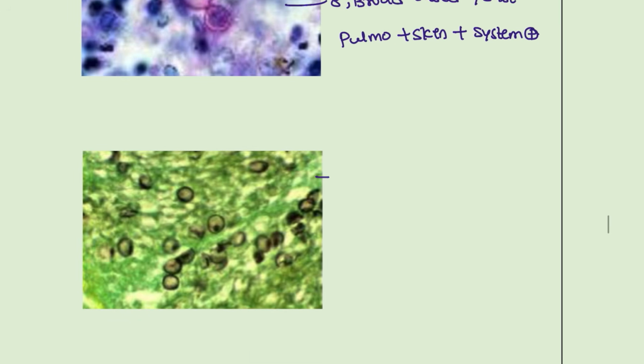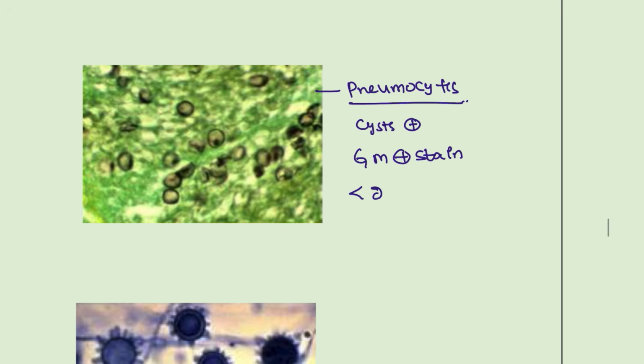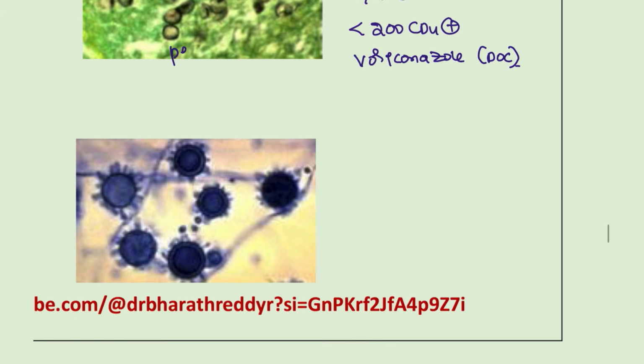Next, Pneumocystis jirovecii. Pneumocystis jirovecii is an odd type of fungus because it consists of a cyst rather than the yeast or the mold form. Gomori methenamine silver stain is positive, specifically for Pneumocystis jirovecii. If the CD4 count is less than 200, this is the presentation of the patient. And the drug we give as the drug of choice for patients with Pneumocystis jirovecii is voriconazole. The appearance is known as a ping-pong ball appearance.